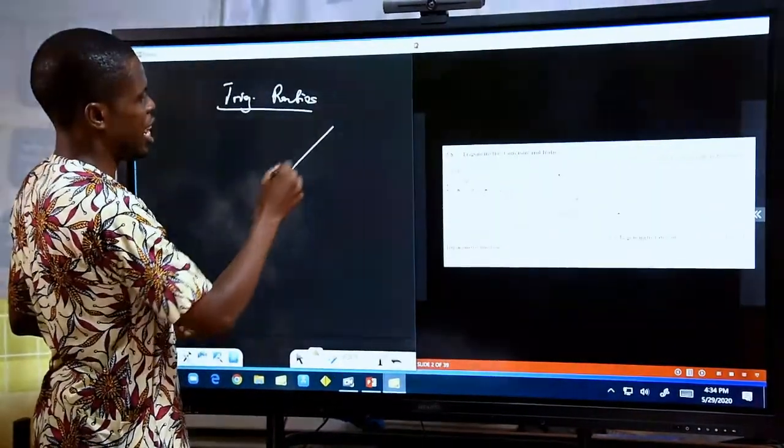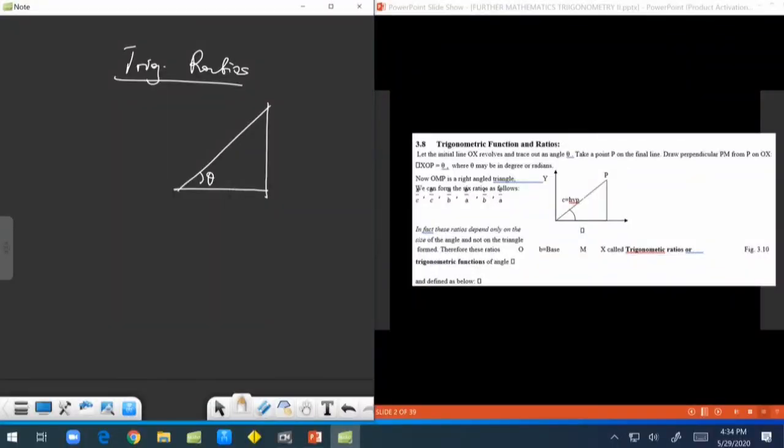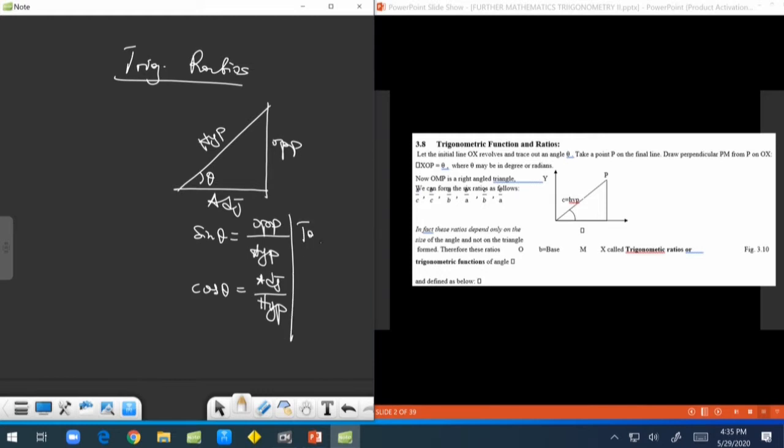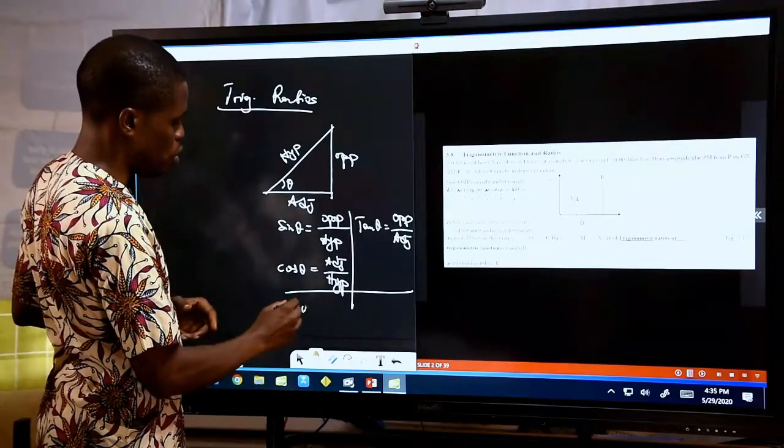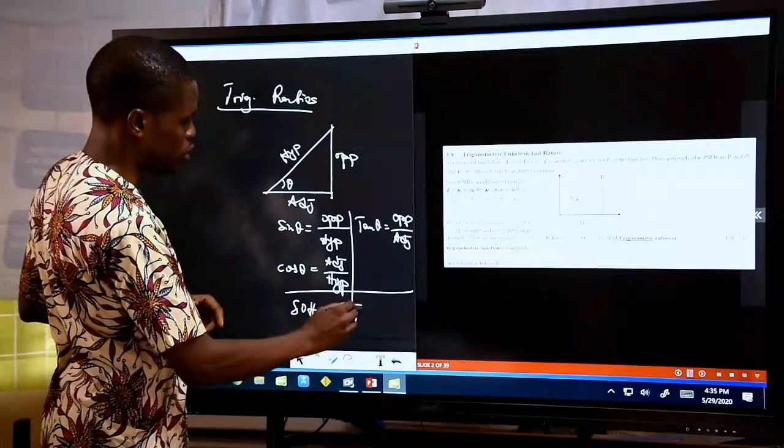So we consider a right angle triangle, with angle theta. Here is the hypotenuse, here is the opposite and the adjacent. If you recall, sine theta is opposite over hypotenuse, cos theta is adjacent over hypotenuse, and tan theta is opposite over adjacent. So that leads us to what we call SOHCAHTOA.